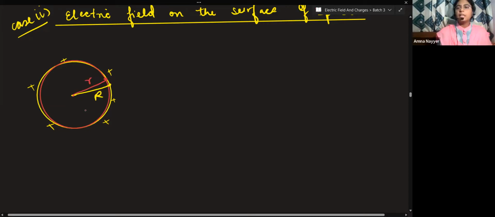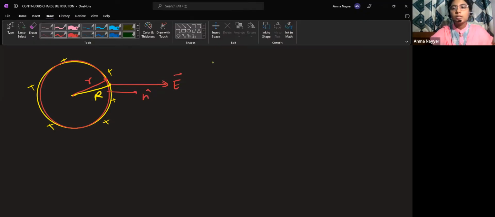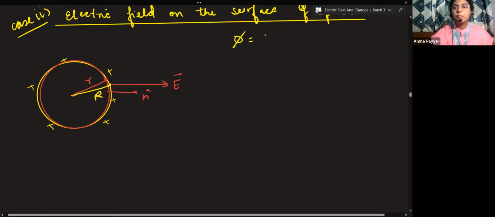So can you see capital R and small r are both equal now? Why? Because my point is lying on the surface. So both the radii become equal. Now again, the electric field and the area vector are in the same direction. So electric flux will be E S cos 0 degree, so flux will be E S. Now the surface area for the Gaussian surface and the sphere are both the same. So now I can take it as 4 pi capital R square.